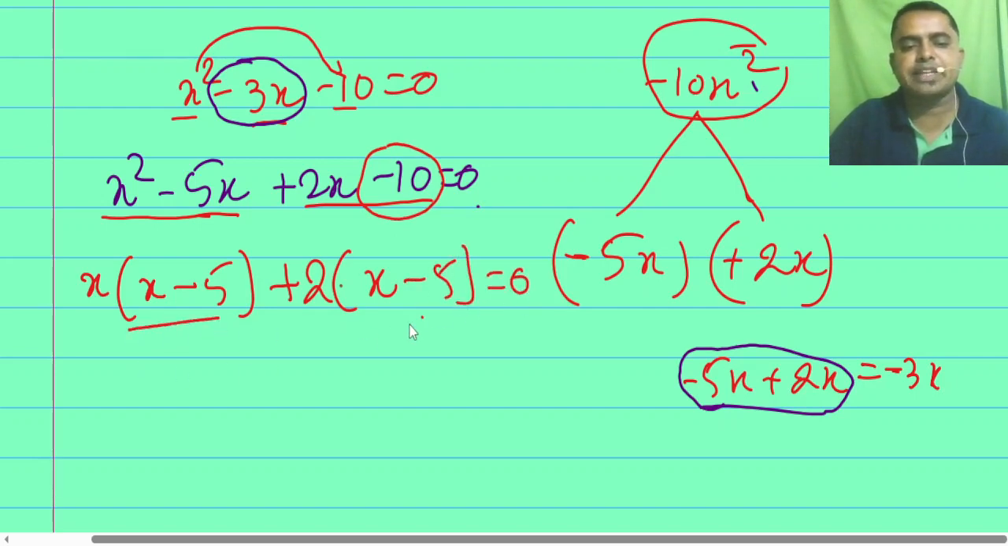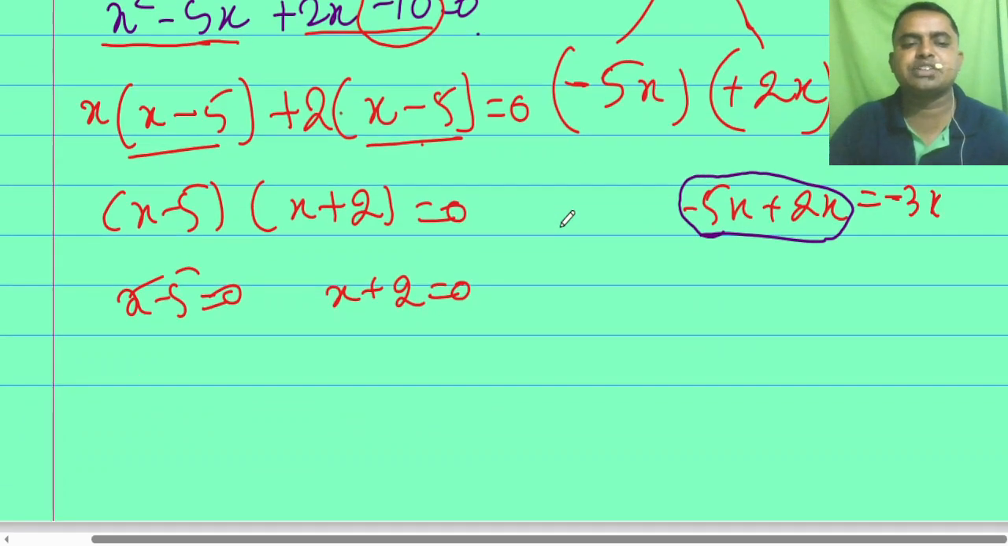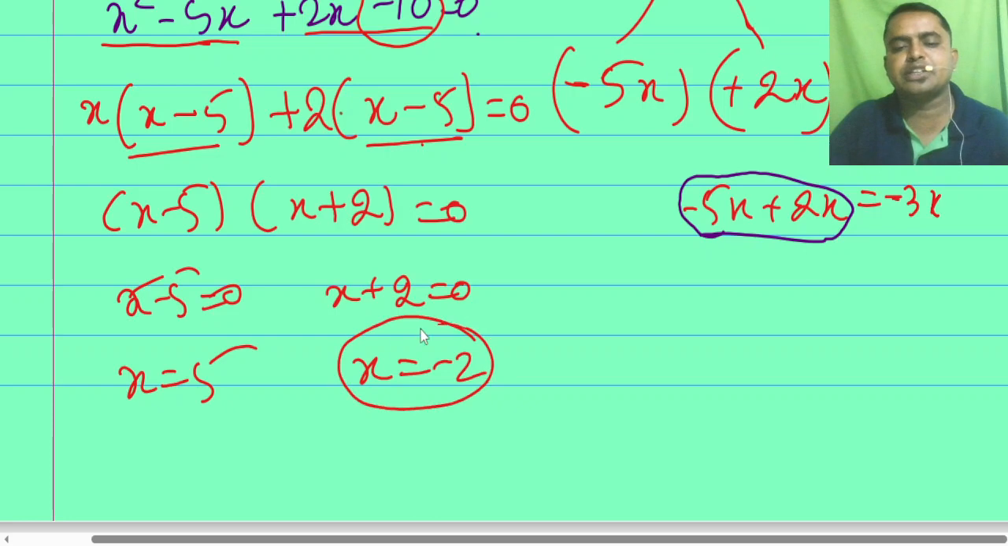Now x minus 5 is common here, and x plus 2 is equal to 0. Here x minus 5 is equal to 0, x plus 2 is equal to 0. x minus 5 is equal to 0, then x is equal to 5, and x plus 2 is equal to 0 gives x is equal to minus 2. So these are the roots of the quadratic equation.